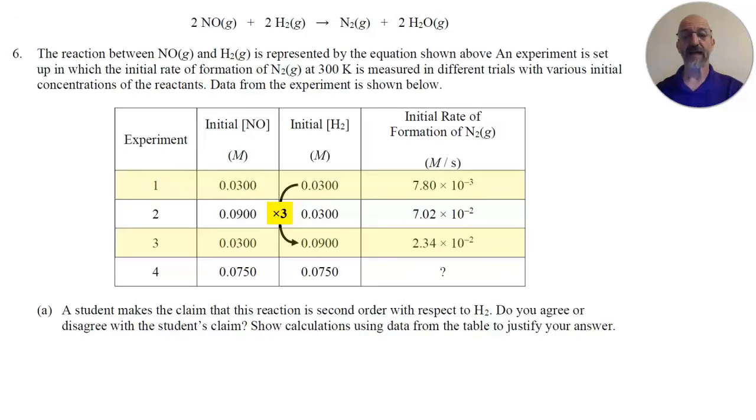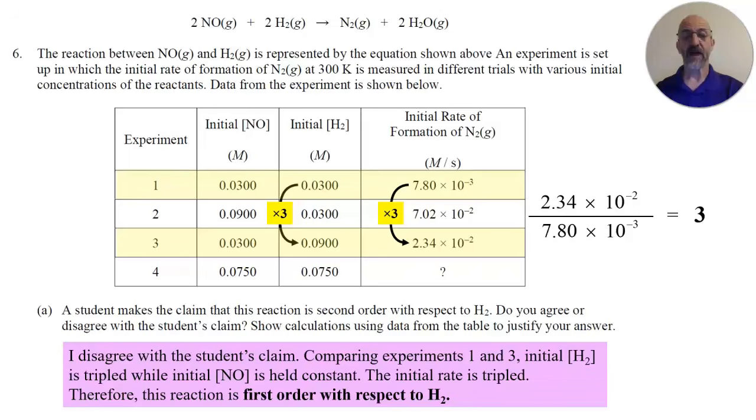And now if I do that same ratio and proportion with the rates, I discover that that's also a threefold increase in terms of the rate of formation of nitrogen. So what does that mean? That means that it's first order with respect to hydrogen.